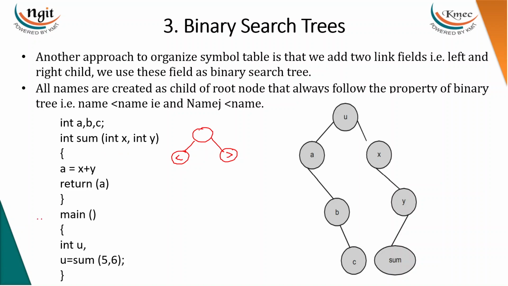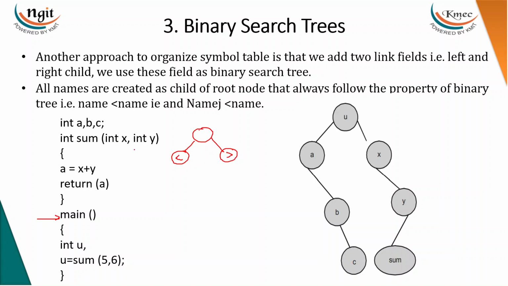Again, it starts from main. The first one is u, so that's why I created the u. Then we are calling the sum. Before going to the other function, first go with the a. See, a is less than u, so you have to make it a left child. B is less than u, greater than a, so you have to create it. C is less than u, greater than a, greater than b, so you have to create it here.